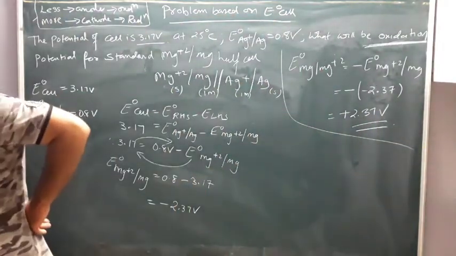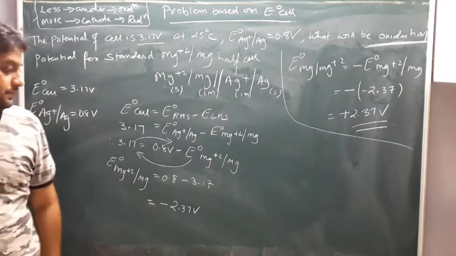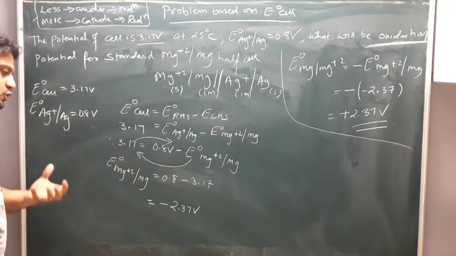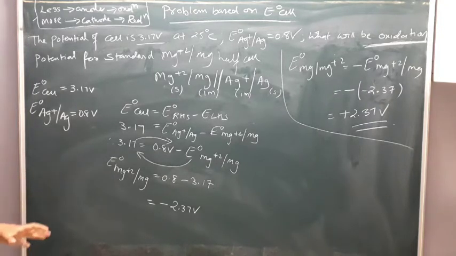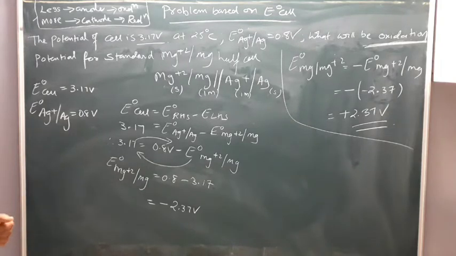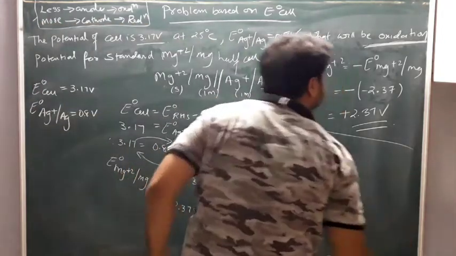Copy it out, or you can take a screenshot. Clear? It's a very simple question, and you can solve it yourself. And see, practice this problem as much as possible. In LLS you can find many problems based on this E0 cell, because this is the basis for the further questions. This chapter is mainly based on numericals. Clear? So I will go to the next problem.